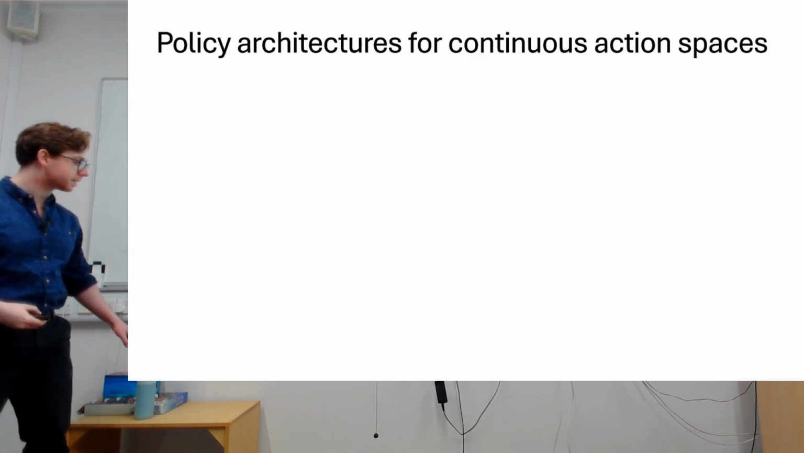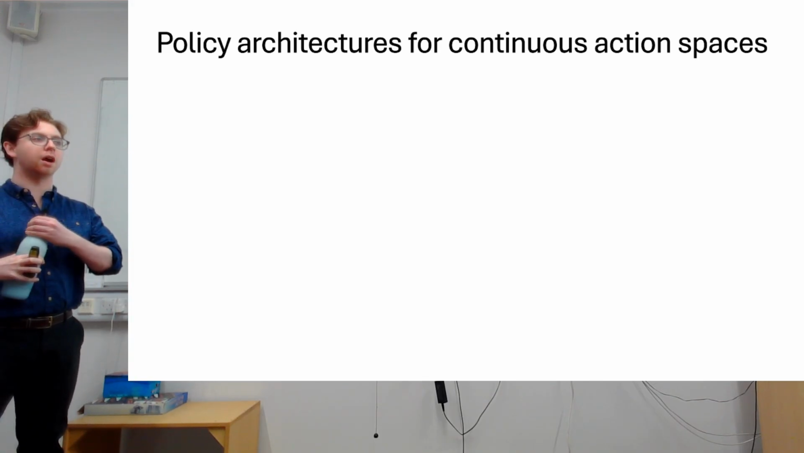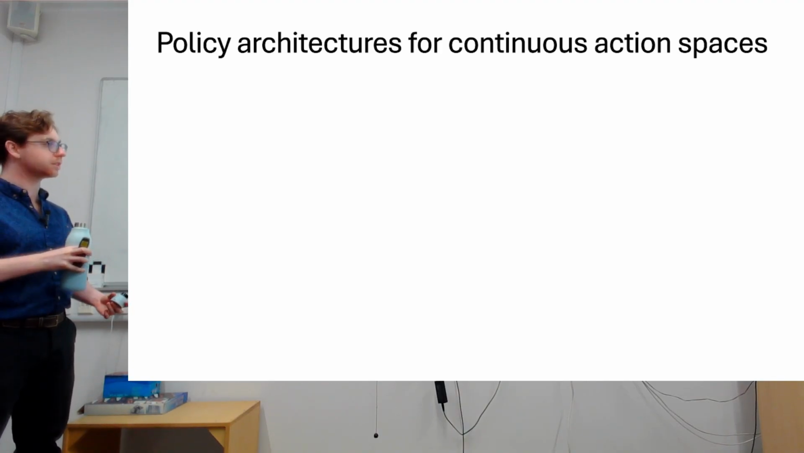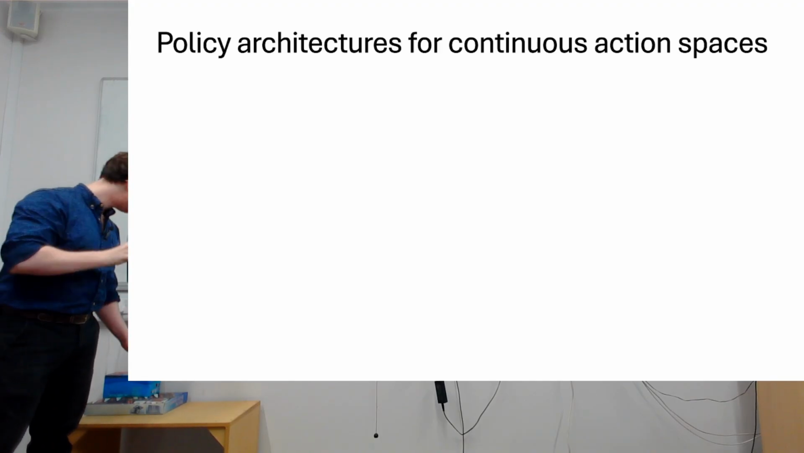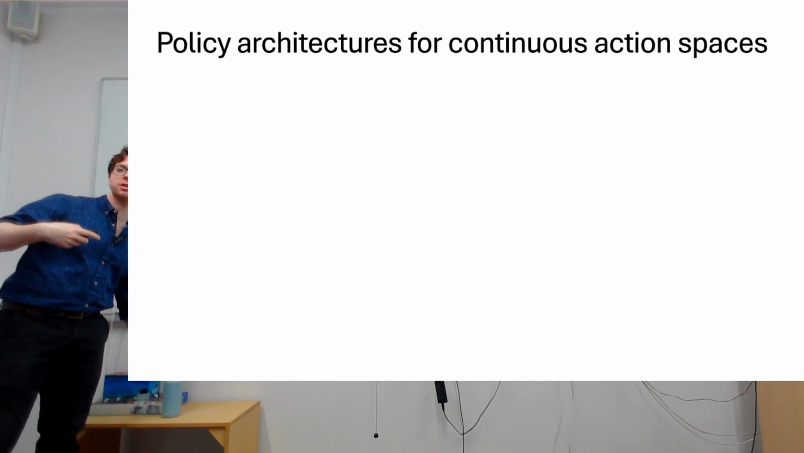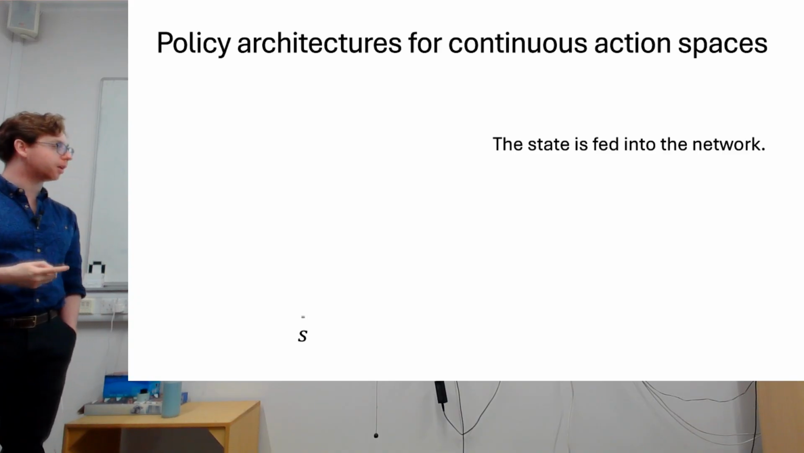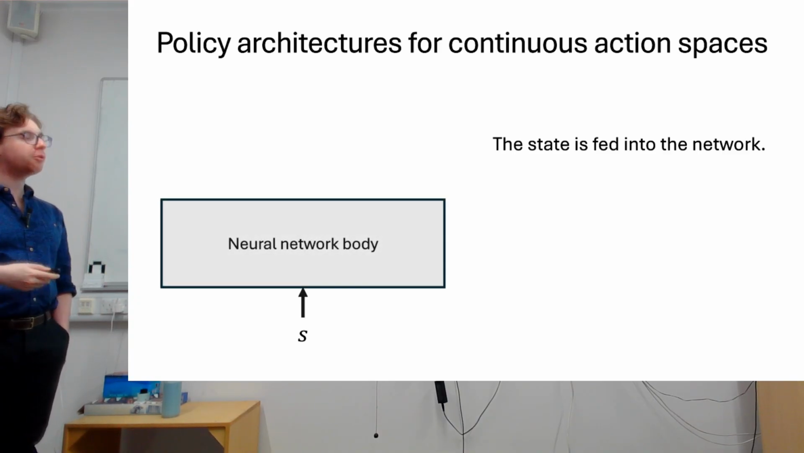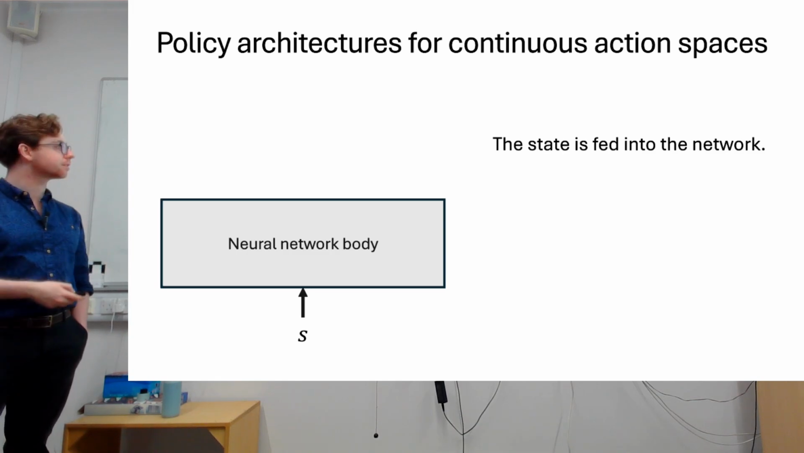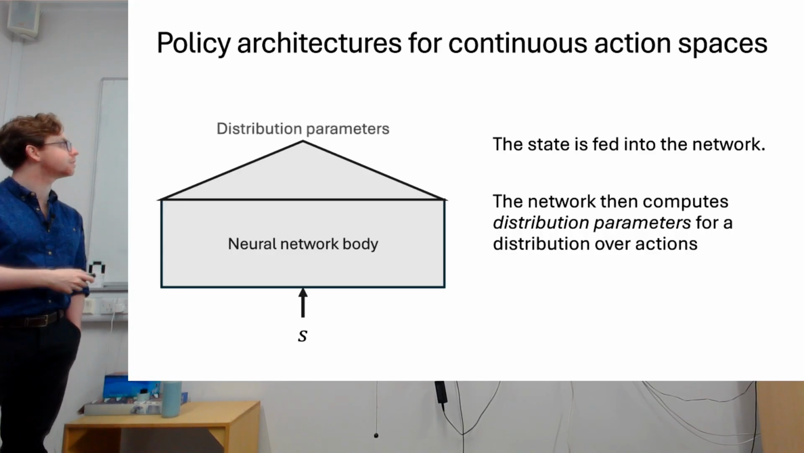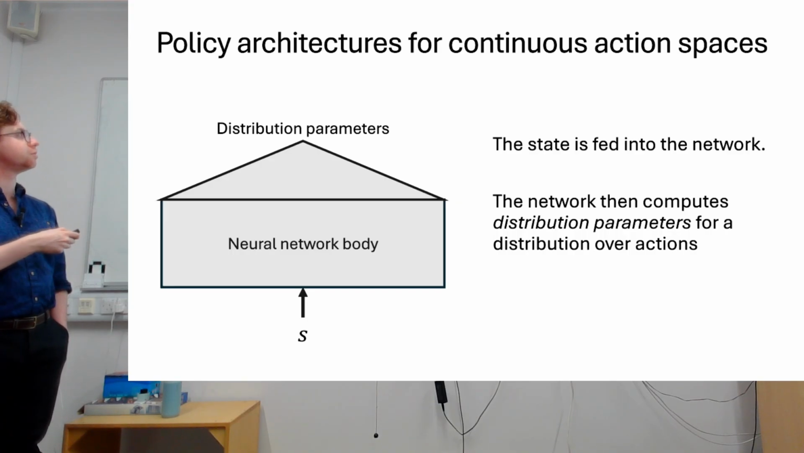What about a continuous action space? So what if I'm controlling the joints of a robot and I have a continuous amount of torque I can apply on every single one of these joints? In this case, I can't just directly output a probability for each action. I have to do something else. So again, I'm going to feed a state into the network. And again, this neural network body will be something that is appropriate for the task at hand. Then this network is going to output, usually from a linear map at the last layer, possibly with some other nonlinearities on top, distribution parameters for a distribution over actions. So the network is now mapping from states to distribution parameters.